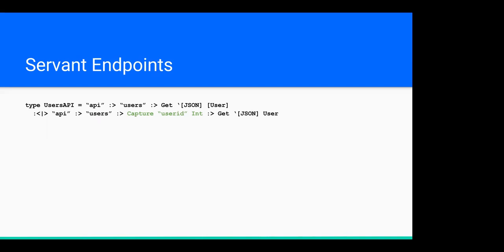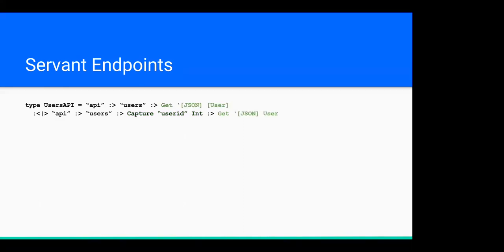In this case, we're just going to use a simple Int, but we can actually use whatever type you want, as long as that type has an instance of the FromHttpApiData type class. Basically, it tells it how to parse the string into that type.